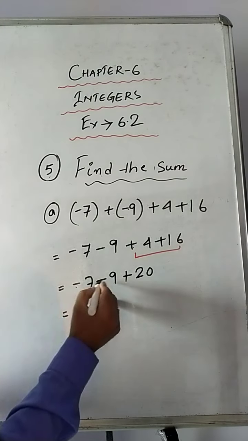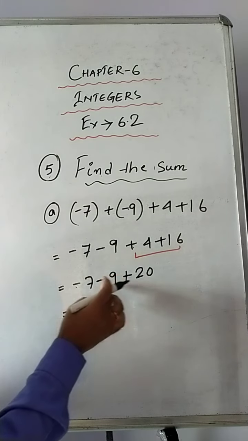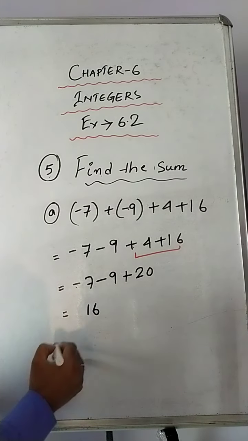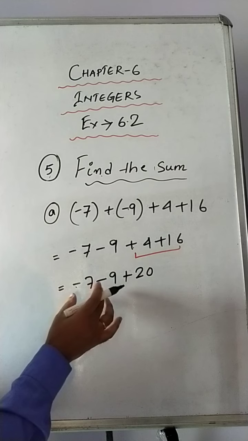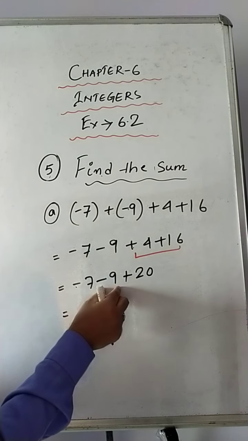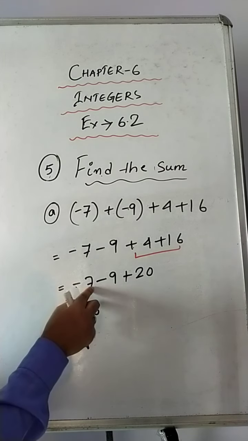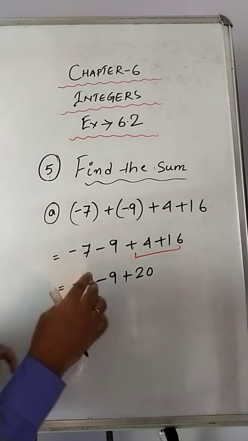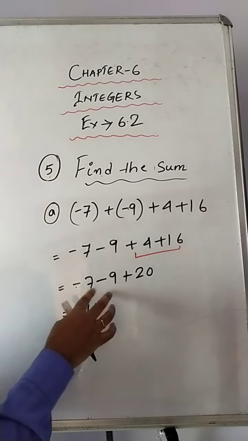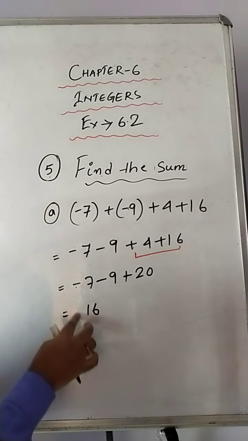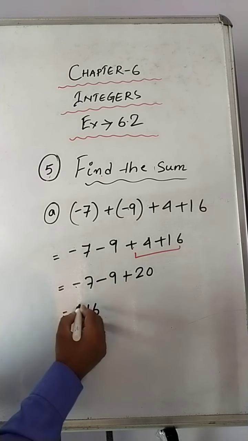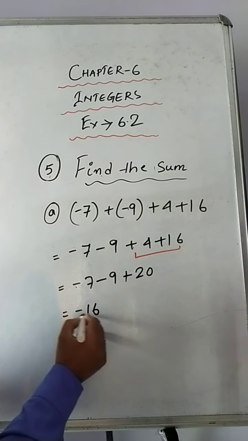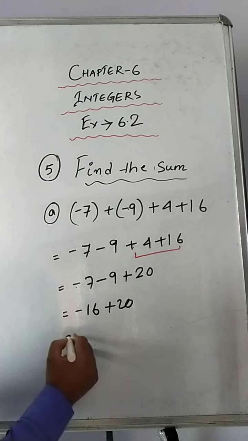So minus 7 minus 9 is 16. I said what? The numbers which are carrying the minus sign you have to add. These two numbers are carrying the negative sign. So what am I doing? I am doing addition, isn't it? So after addition, what is the answer I am getting? 16. And now which sign do I have to put? Minus. So minus 16 plus 20.